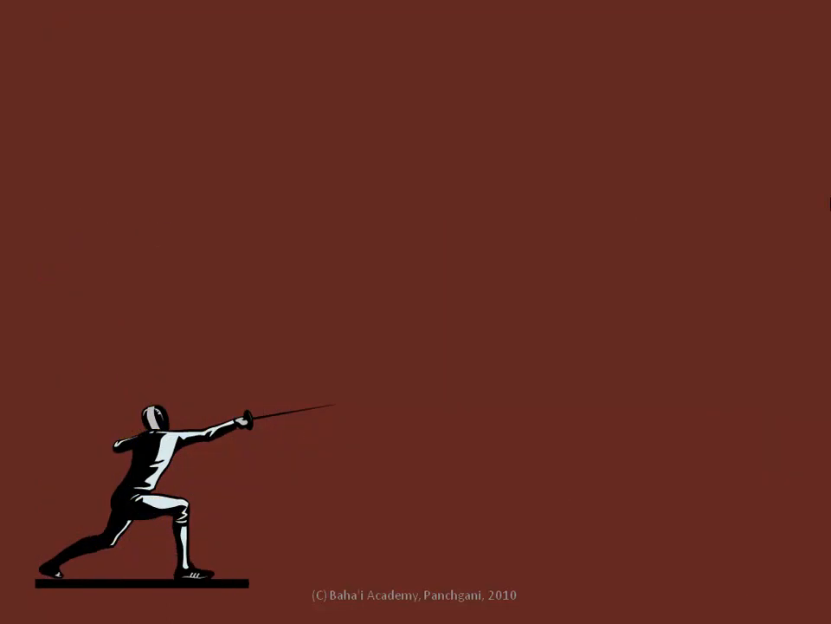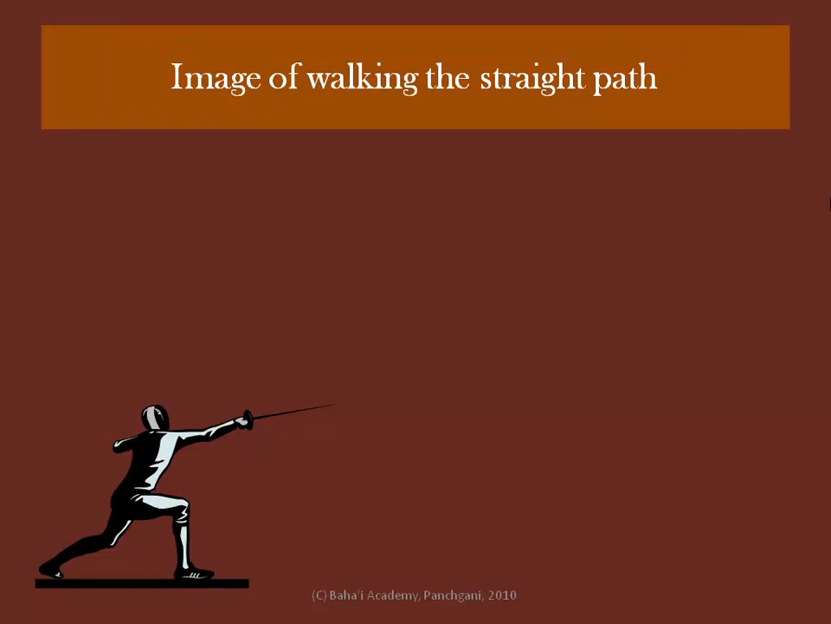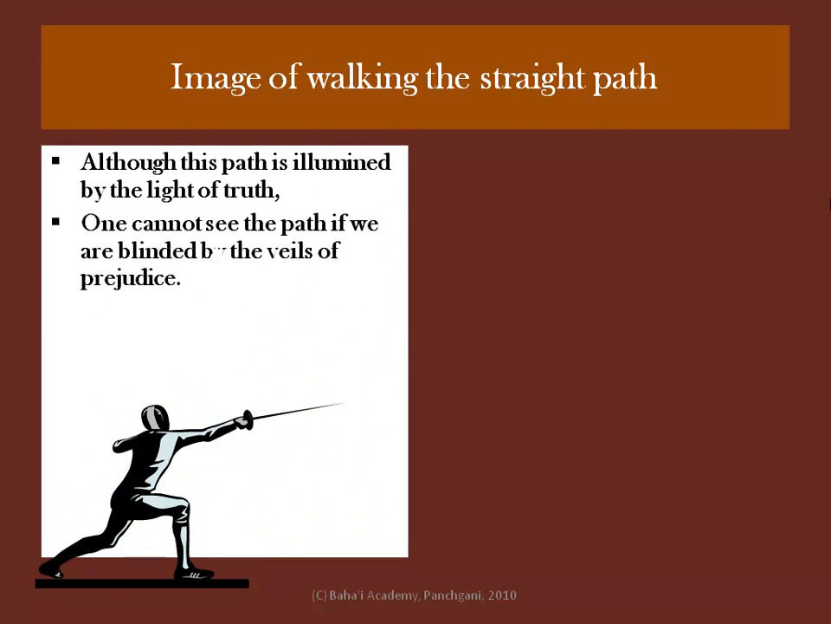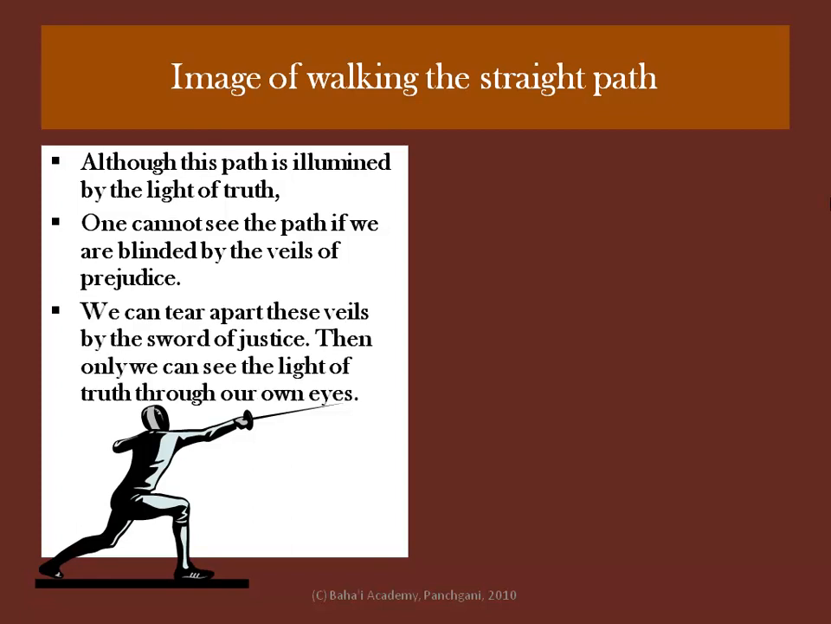Going back to the image of walking the straight path, although this path is illumined by the light of truth, we cannot see the path if we are blinded by the veils of prejudice. We can tear apart these veils by the sword of justice. Then only we can see the light of truth through our own eyes.